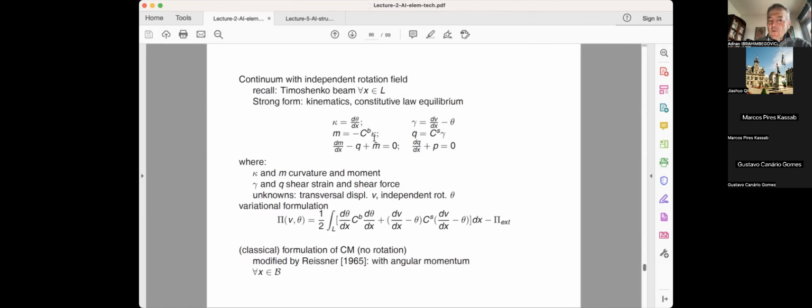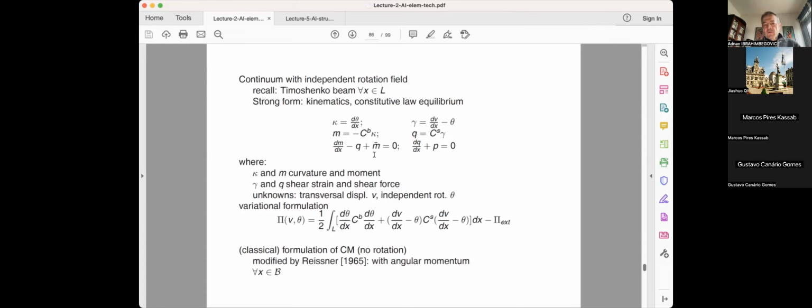Then you have your bending moment equal to the bending stiffness, that is Young's modulus times the moment of inertia, times this bending deformation. And you have a shear force here, I call it Q, which is equal to the shear stiffness, that is the shear modulus mu multiplied by cross-section A, multiplied by this shear strain.